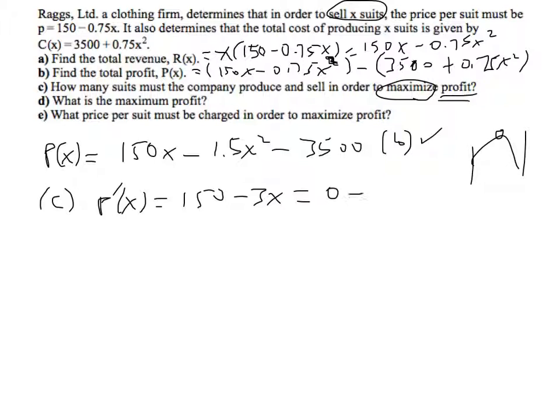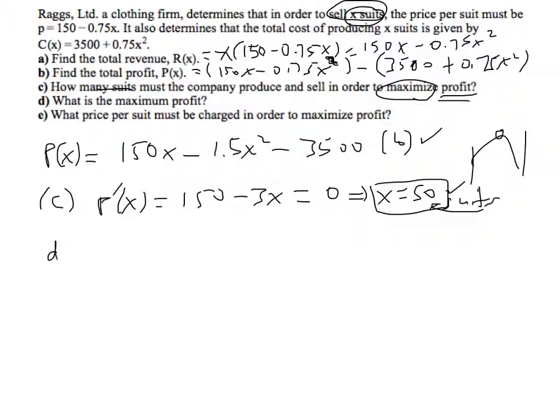This is 0 when x is 50, and 50 does seem like a valid value for the number of suits. If you go back and check, that makes your price a reasonable amount, $100 and some. So there's nothing wrong with that as a value of x. That's going to be our answer to part C, because it wants to know how many suits. Remember, x represents the number of suits, so when you say x equals 50, you mean 50 suits. That is in fact the answer to part C.